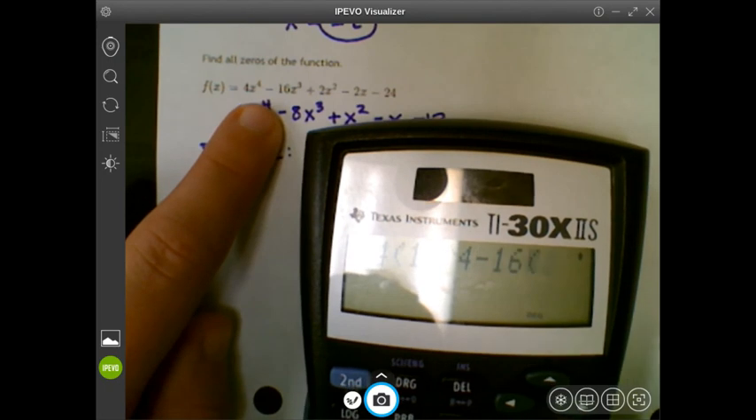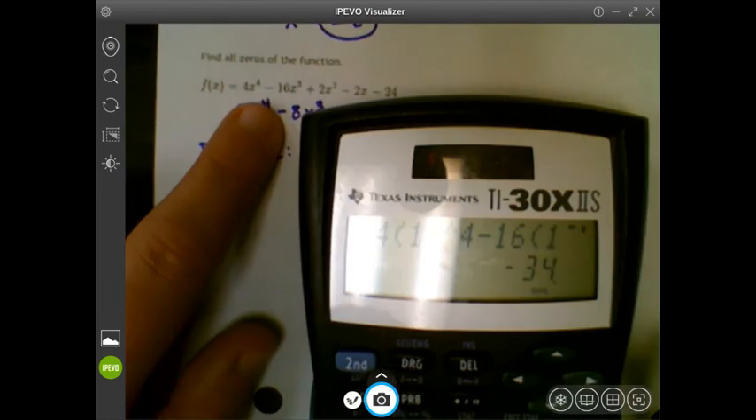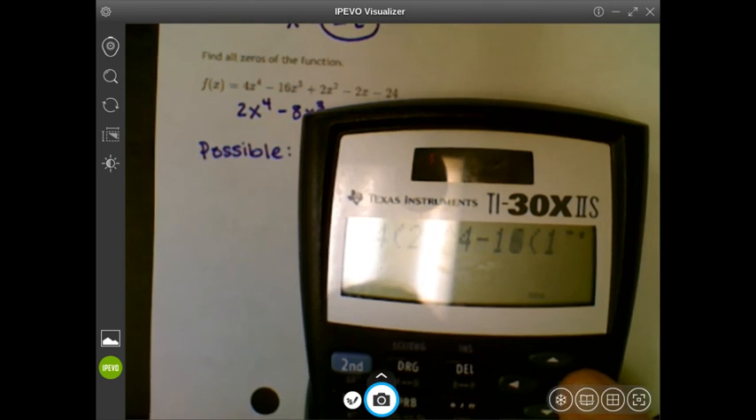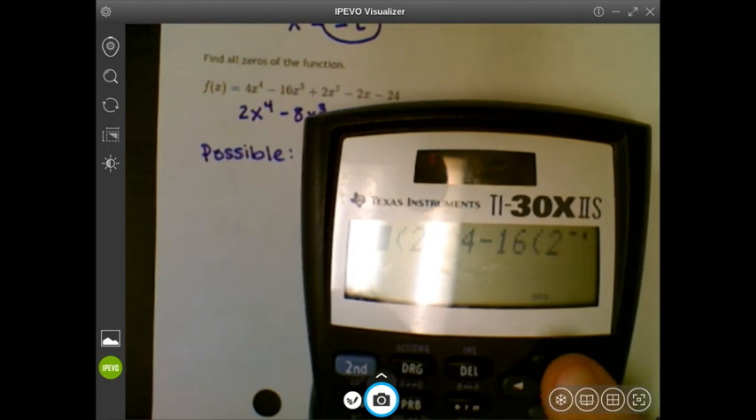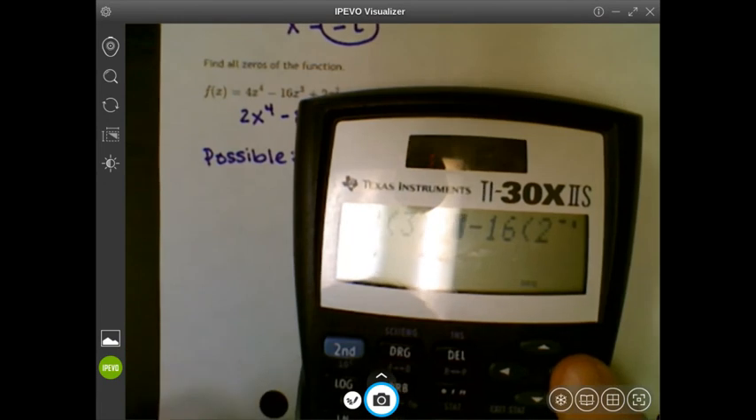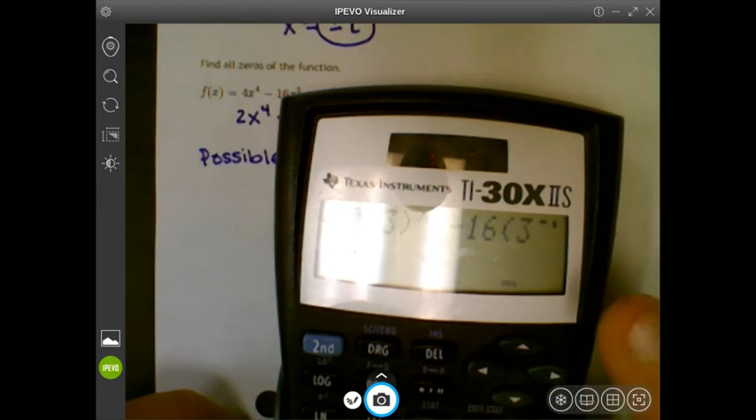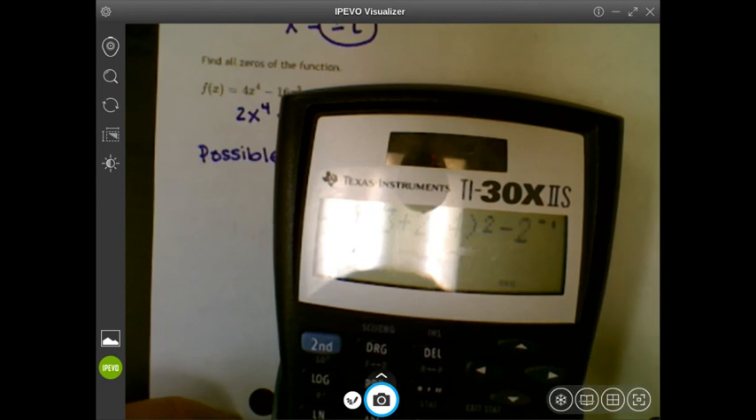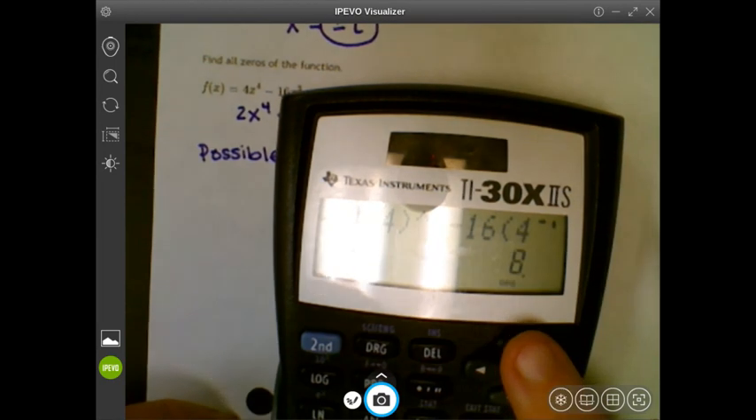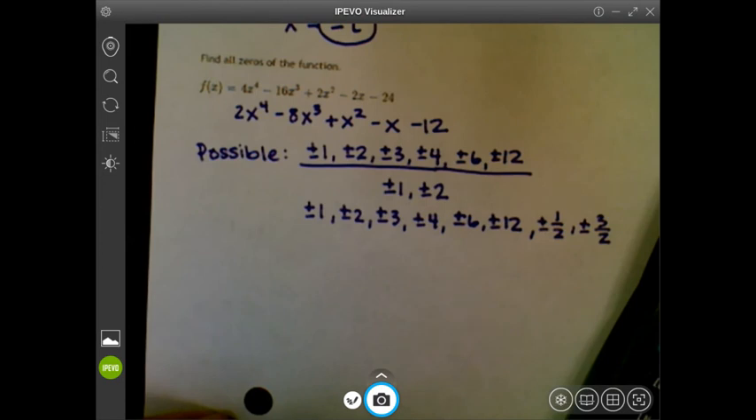Minus 16, 1 to the power of 3. I'm putting in 1 right now. And minus 24. I do not get 0. So I'm just going to hit up, go back and change all the 1s to 2s, and try again. I also do not get 0. So hit up, change the 2 to 3. Once again, do not get 0. Changing to a 4 now. I do not get 0. Changing to a 6.